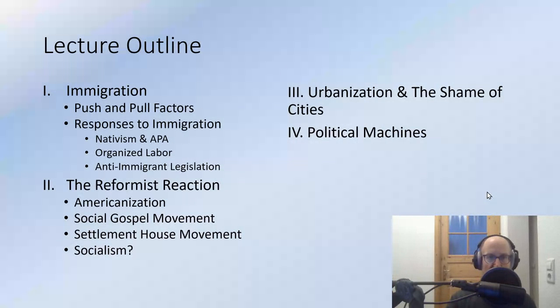This lecture is going to begin with talking about immigration and then the reformist reactions to immigration. That's the first part of the talk. And then the second part is where the immigrants went to, which is to say urbanization and the shameful state of American cities. And then lastly, how political machines sought to provide comfort to immigrants, but also did so in the most corrupt possible way, capitalizing, if you will, on the opportunities that immigrants provided them to achieve unfettered power. So that's our path, focusing first on immigration and reactions to it.